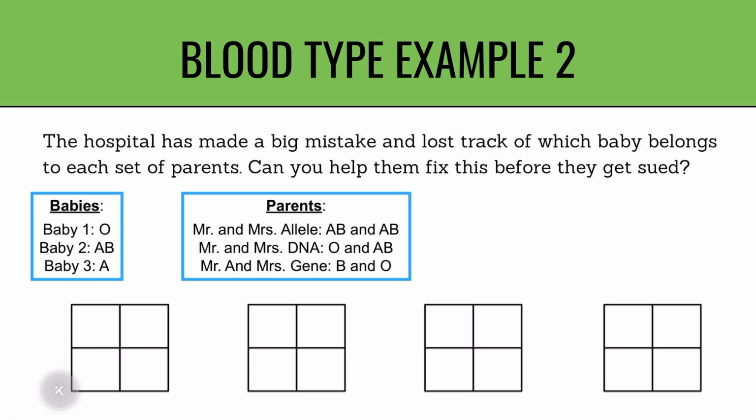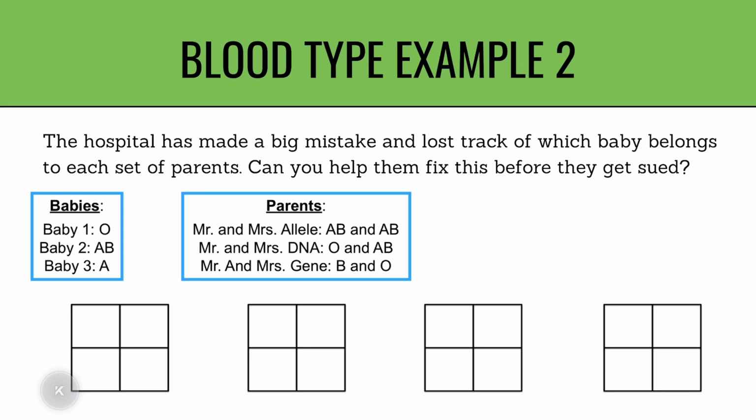So I have 3 babies. Baby 1 is blood type O, baby 2 is blood type AB, and baby 3 is blood type A. And then I have 3 sets of parents. I have Mr. and Mrs. Allele, which both are blood type AB. I have Mr. and Mrs. DNA, which one of them is blood type O and the other one is blood type AB. And then I have Mr. and Mrs. Gene, which is blood type B and blood type O. So even though I have only 3 sets of parents, I have 4 Punnett squares that are given to me. And that's because we know that some blood types have more than 2 genotype options.